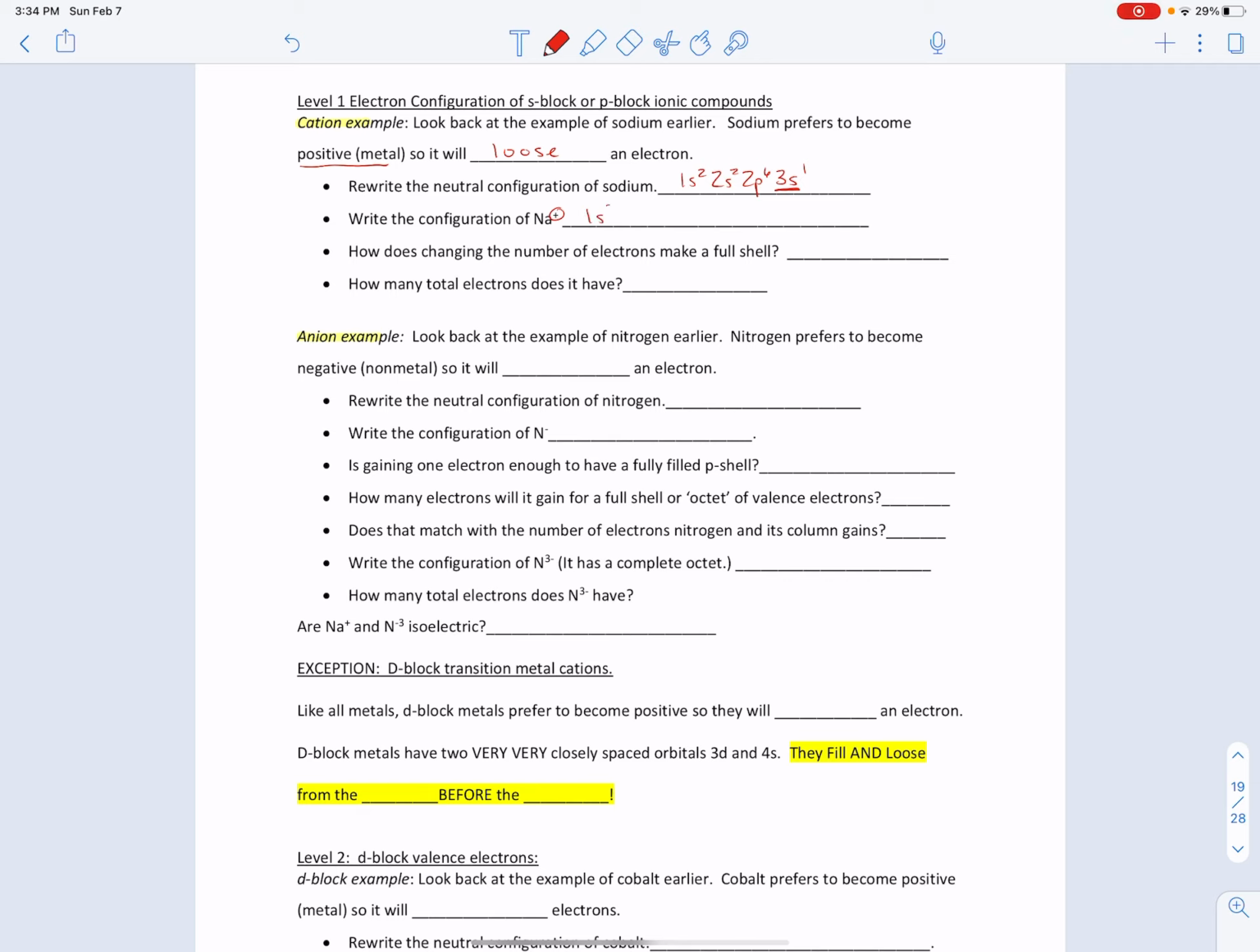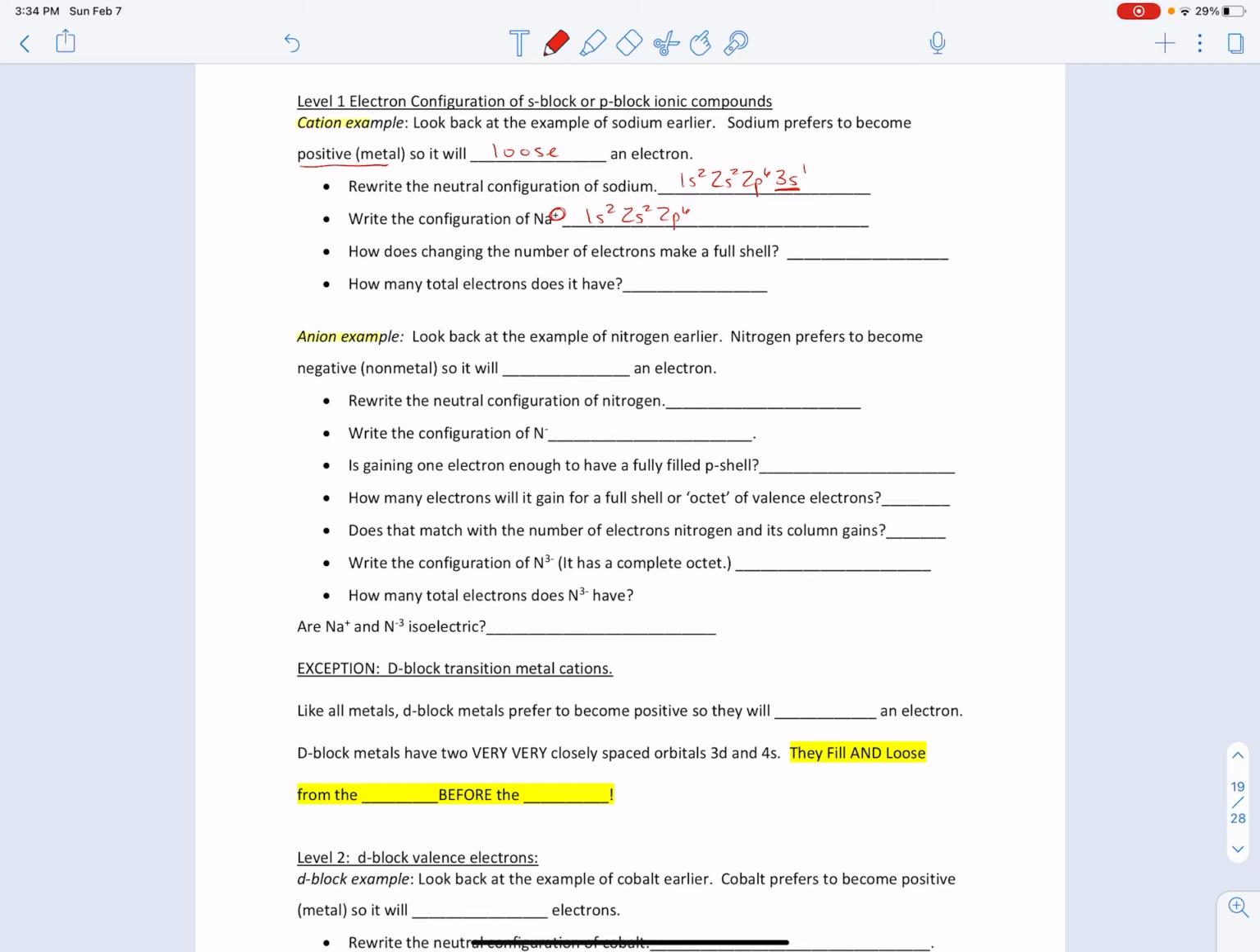So it will be 1s2, 2s2, 2p6. And people want to write 3s0, but we don't write it. We just don't put it in at all. That's the configuration. And if that looks familiar, yeah, it does look familiar. It is the same as neon, because this gives them the same number of electrons as neon.